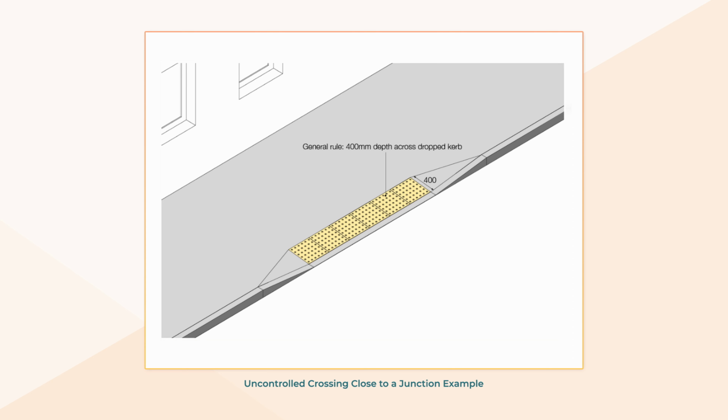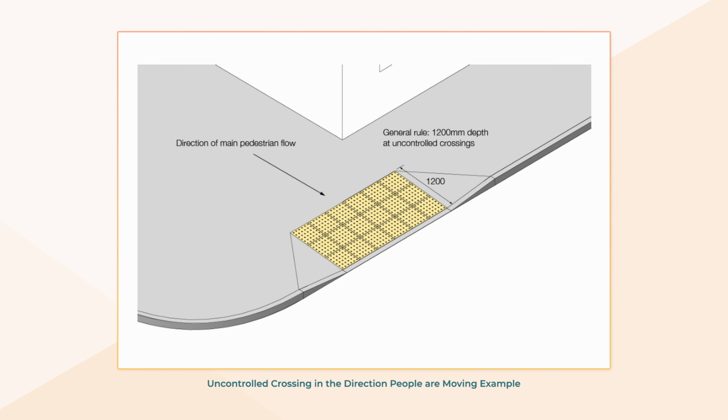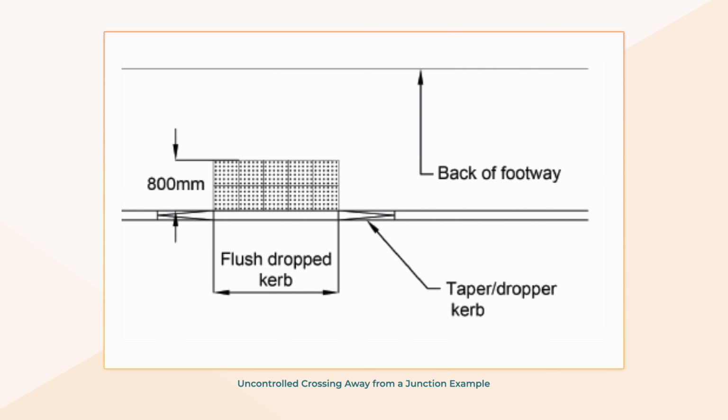The blister slab should be installed along the whole length of the bullnose curb, and for those crossing close to a junction, it should have a depth of 400 mm, 1 slab, unless the crossing is in the direction people are moving, in which case it should be 1.2 meters deep, 3 slabs. This is to make sure that someone with a bigger stride doesn't step over them, missing the tactiles. If the crossing is away from a junction, then the depth should be 800 mm, 2 slabs.